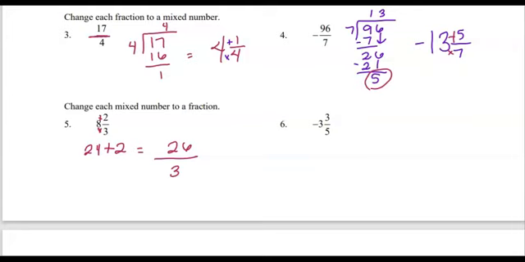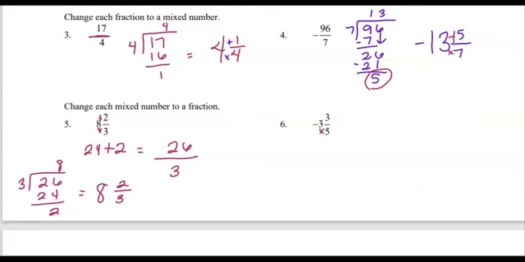Multiply and then add. So 8 times 3, or 3 times 8 is 24, plus the 2 on top gives you 26. Now, if we were going backwards from that, it's 26 divided by 3. Well, 3 goes into 26 8 times to give you 24. When we subtract, we get 2. So that's 8 wholes with 2 pieces left over that are thirds. It's really easy to go back and forth between the two. All right, last one for this video.